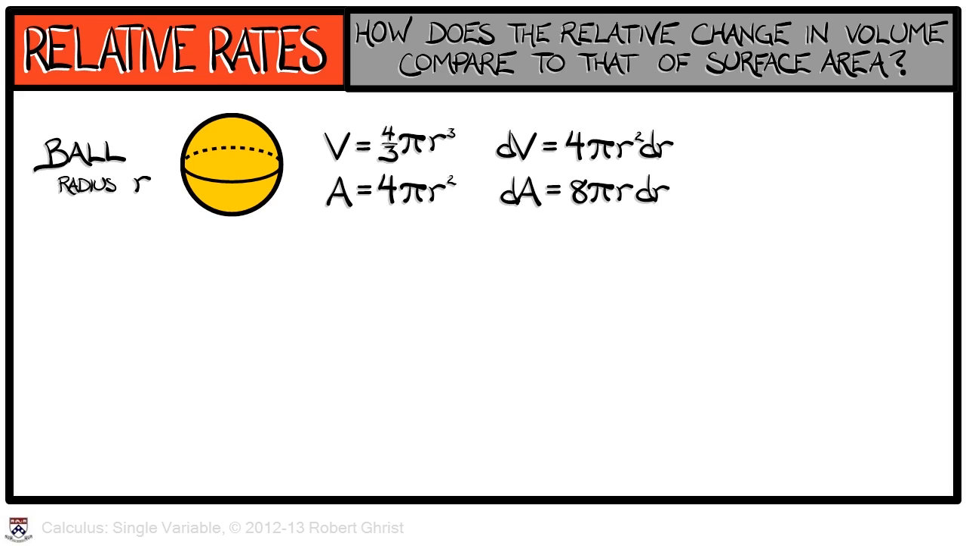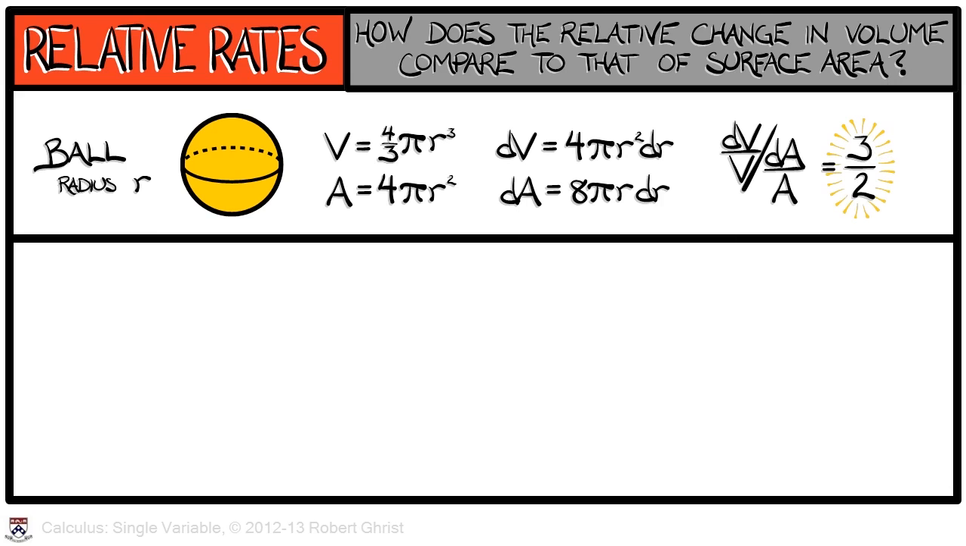Now, to look at the relative changes, we must take dV over V and divide that by dA over A to compare these relative rates. What is that? Well, that is going to be 3 dr over r over 2 dr over r. With a little bit of algebra, you can see that it's a constant, 3/2. I wonder if that holds for any other shapes.